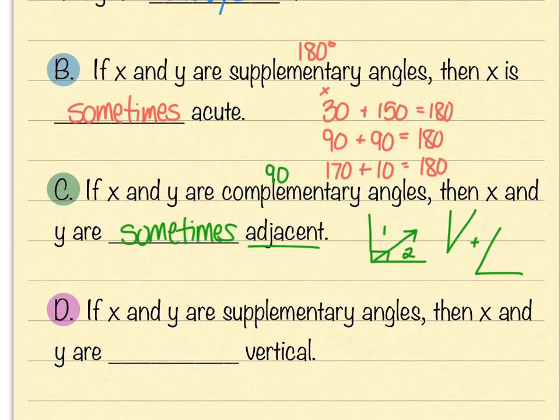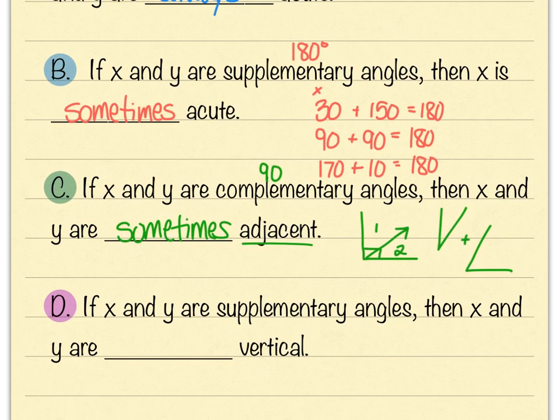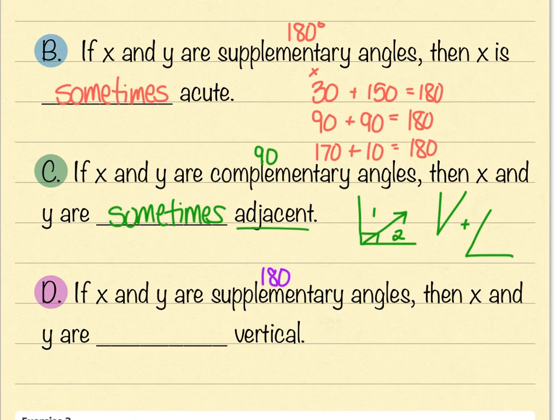And then the last one here, example D, if X and Y are supplementary angles, which means they add to 180, then X and Y are always, sometimes, or never vertical. All right, so this uses a definition that we did last section, vertical. Vertical angles are the angles you get when you have two intersecting lines, right? So this angle here and this angle here would be vertical, and the other two obtuse angles would be vertical. So I would say 99% of the time, if two angles are supplementary, they would not be vertical.